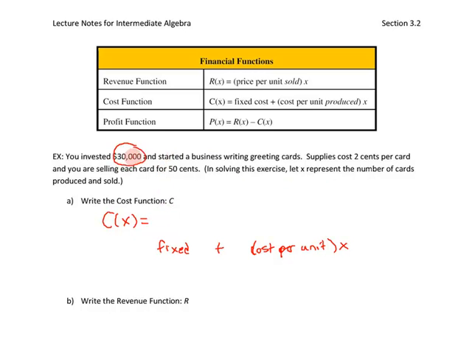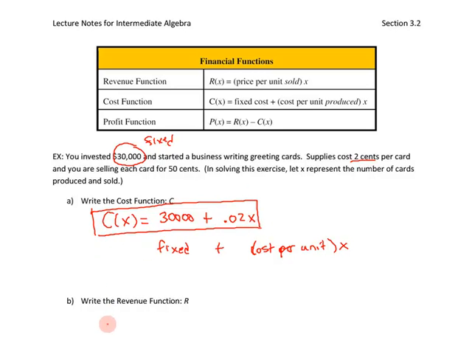Now, what is our fixed cost in this problem? Well, it's the amount that we're investing to begin with. That's the $30,000. So that's your fixed amount. And then how much does it cost you per card? Well, they give us 2 cents. Now, since this 30,000 is in dollars, cents would be 0.02x. There's your cost function for this business.